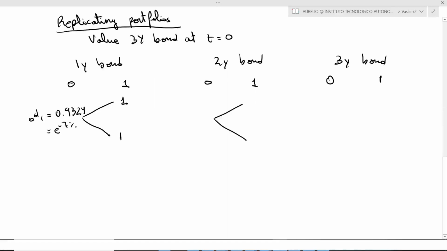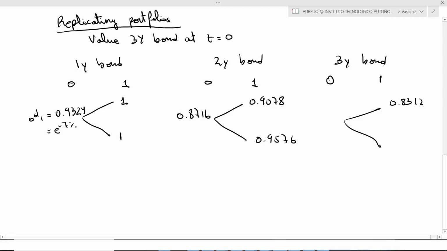Now, for the 2-year bond, we also have the same prices. So here we have 0.9078 that you can get from the rate, 0.9576, and 0.8716 that we got from the previous procedure. Finally, here we have the 0.8312 in the up scenario, the 0.9140 in the down scenario, and this is what we're looking for. This would be the 0D3.